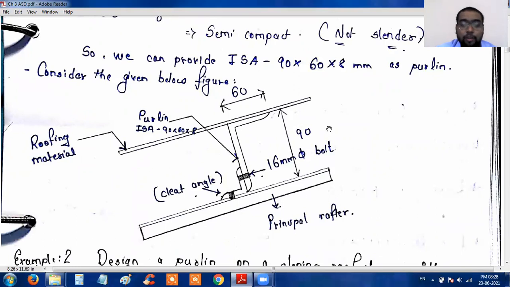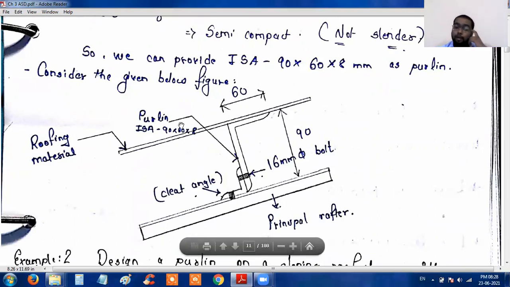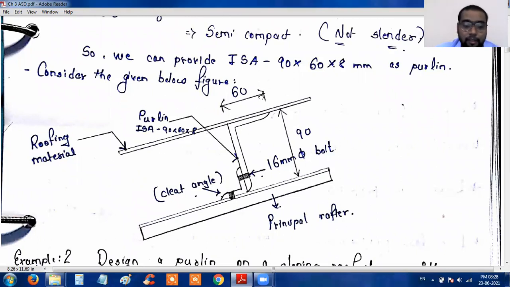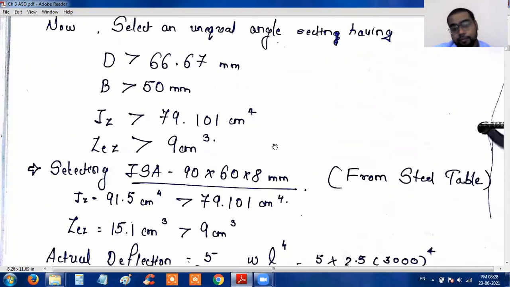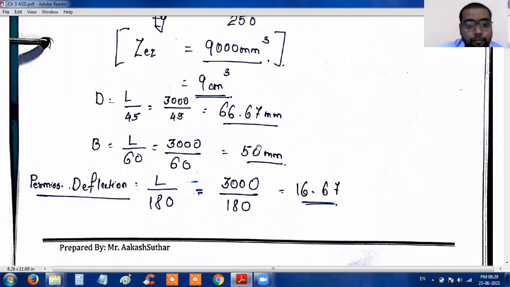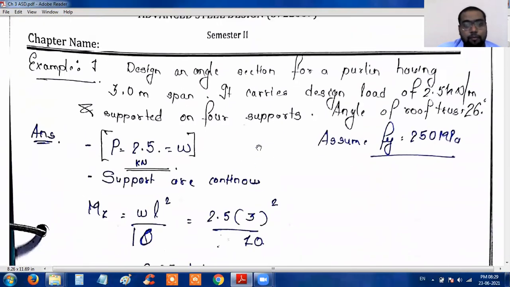and draw that figure. Draw this figure in exam. This is roofing material, the width and depth, bolt that consider cleat angle, then purlin. This is purlin. Draw that figure. Okay. So this is the design of purlin.